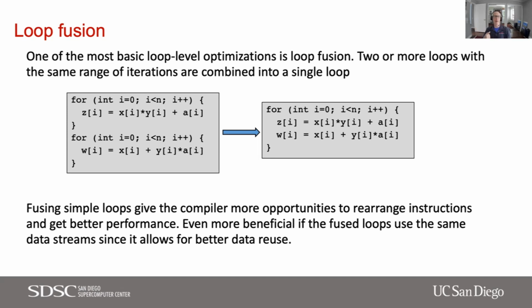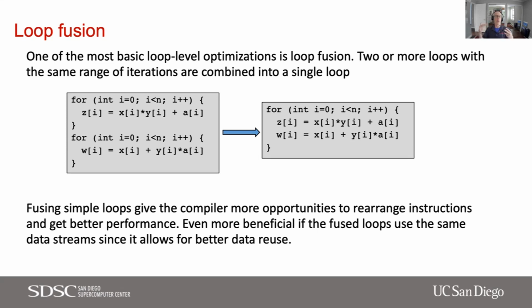And then that's followed by another loop where we work on those same elements, x, y, and a, except here we do something a little bit different. Here we take x sub i, and we add it to y sub i times a sub i. Loop fusion is where I take those two loops and I combine them into a single loop. And you can see what some of the advantages are going to be here.